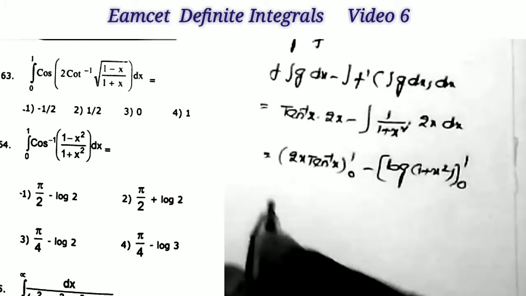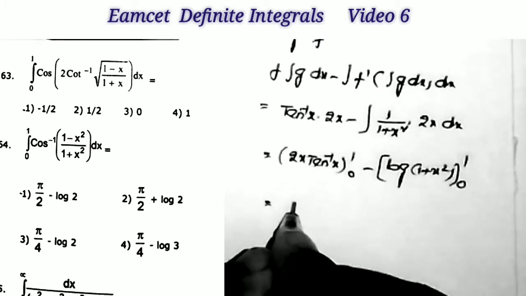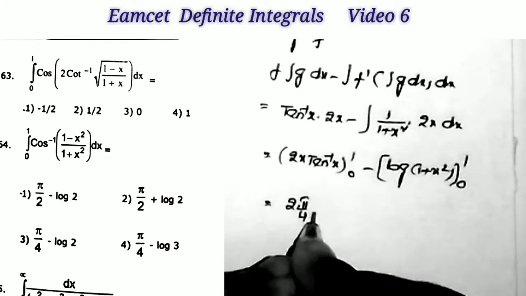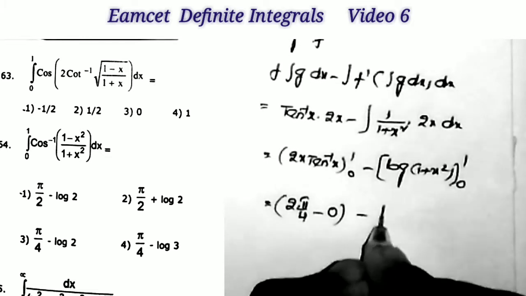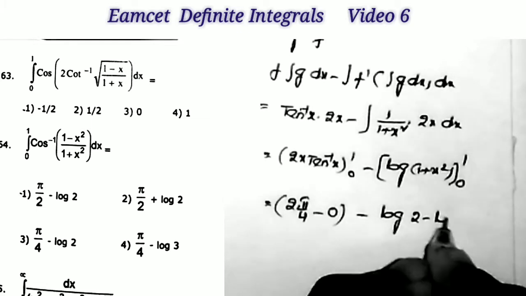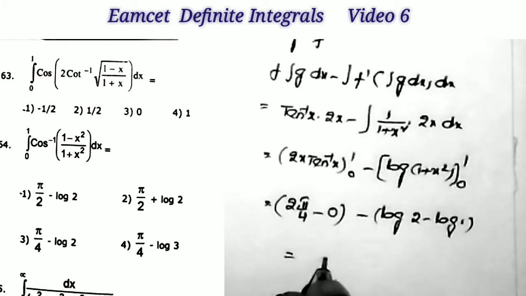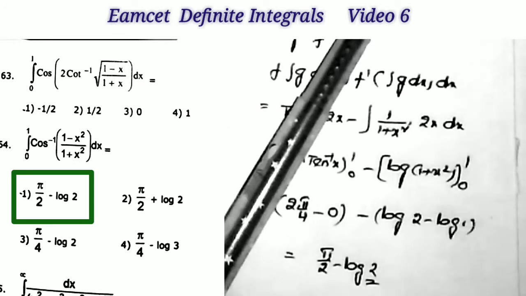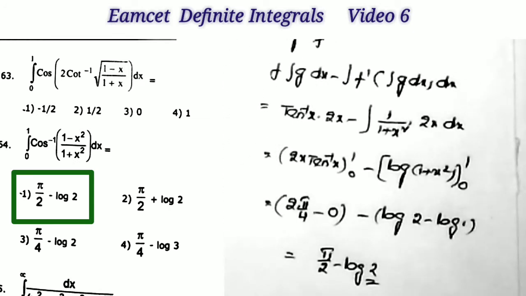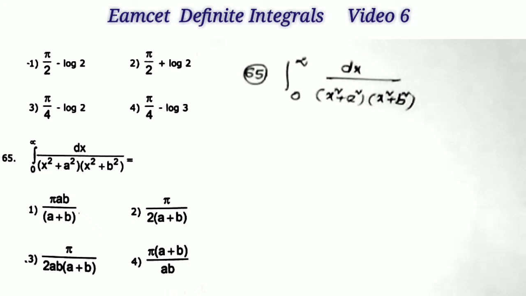to 1. Now replacing the limits values, 2 into 1 into tan inverse 1, 2 pi by 4, minus 2 into 0 into tan inverse 0, that is 0. And this is log 2 minus log 1. Therefore, the answer is pi by 2 minus log 2, and that is the first option. That's all. Very easy question. Just first taking the simplification of the given function and after that doing the integration. That's all. Next question, sum number 65. Integral 0 to infinity dx by x square plus a square into x square plus b square.